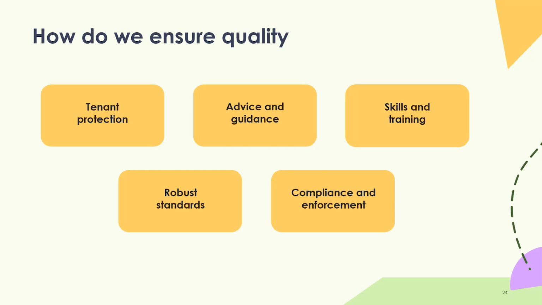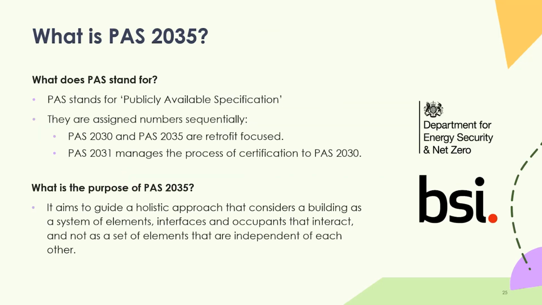We also have a lot of robust standards, so PAS 2035 and Trustmark, for example, that require things to be done in certain ways. And there are various checks in place to pick up on quality issues, and then compliance and enforcement. That's probably the most important of all. There's no point having all these standards and protections if you don't have somebody to ensure that they're actually being followed. So that's a very important thing.